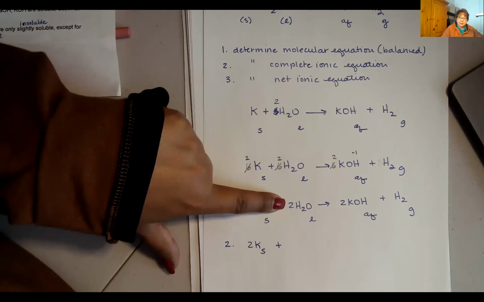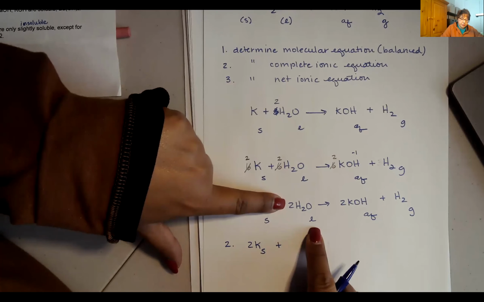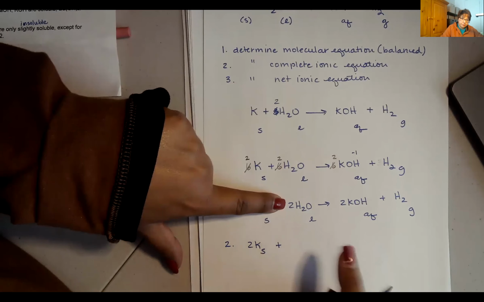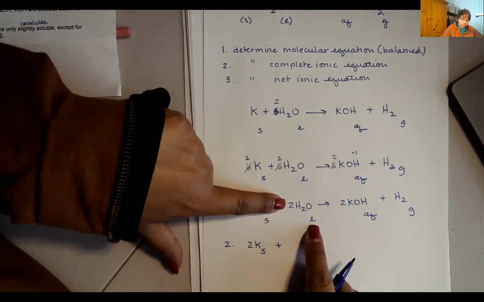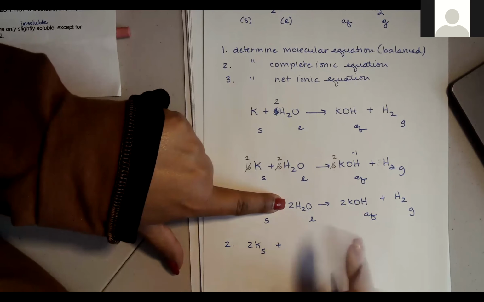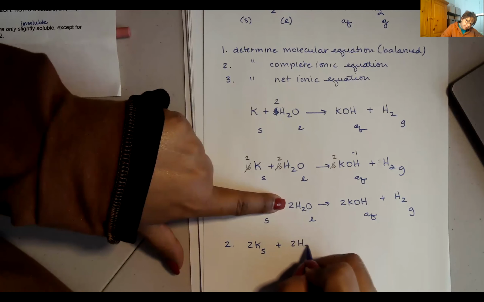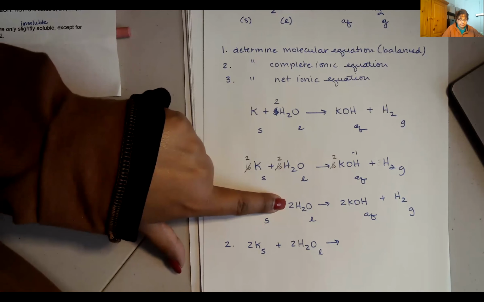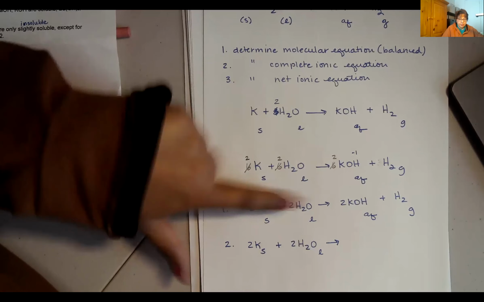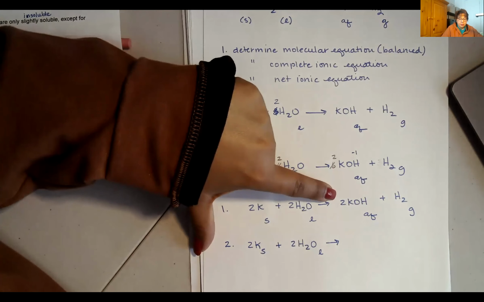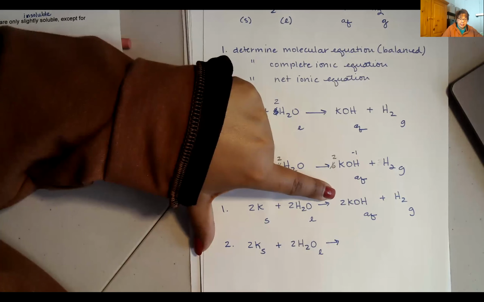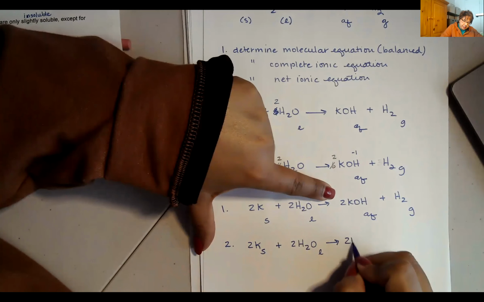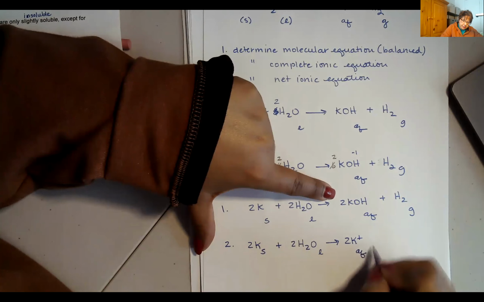The 2 waters, is it aqueous? Yes or no? Tell me out loud. No, it's not aqueous. It's a liquid, so you leave it alone. Looking at potassium hydroxide, is it aqueous? Yes. So you write it as its ions. Don't forget to keep it balanced.